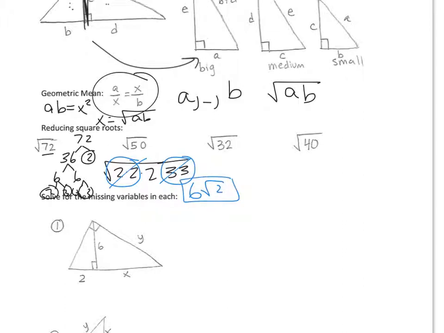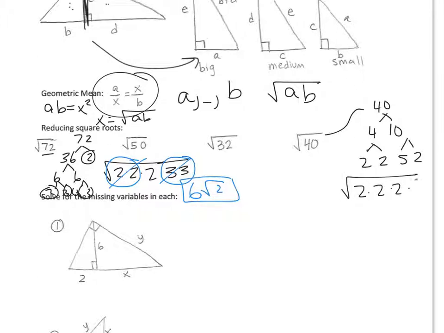The square root of 40 is, factor out 40, 4 and 10, 2 and 2, 5 and 2. So you have 2, 2, 2, 5. Take out one group of 2, and on the inside you have a 10. 5 times 2 is 10.